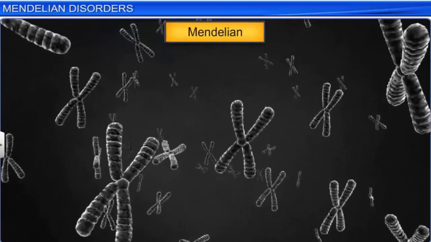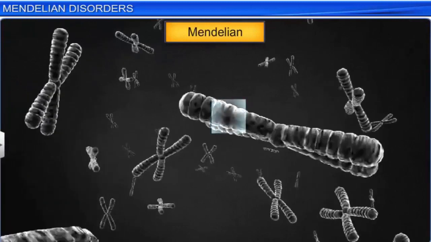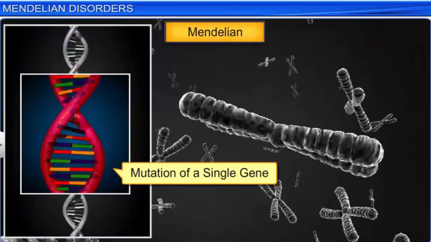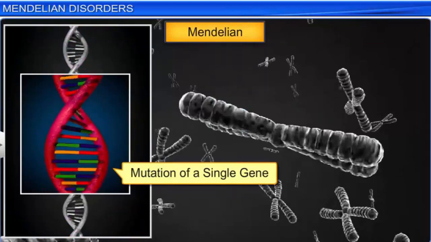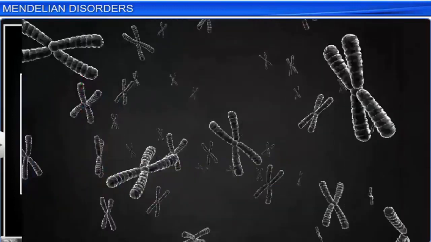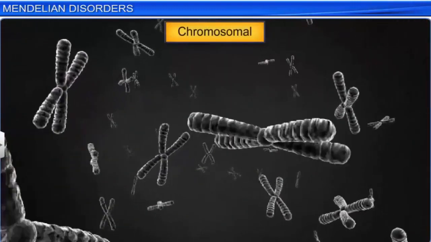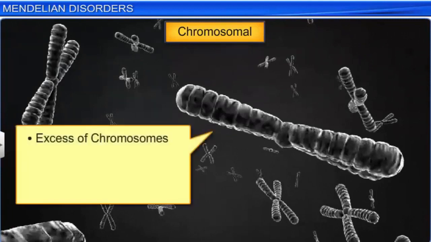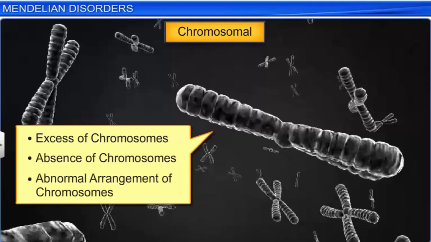Mendelian disorders include genetic disorders caused by alterations or mutations in a single gene, as in thalassemia and sickle cell anemia. While chromosomal disorders include genetic disorders caused by an excess, absence, or abnormal arrangement of chromosomes, as in Down's syndrome and Turner's syndrome.